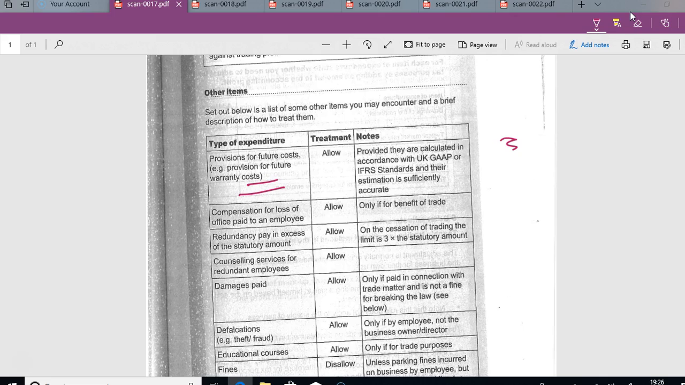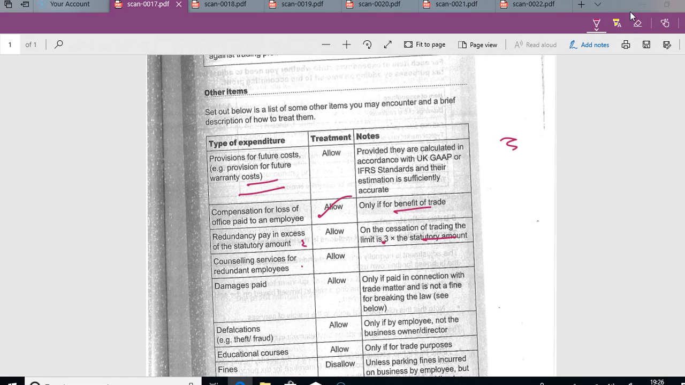Here's one: compensation for the loss of an employee. Yes, you're allowed to, of course, again, if it's to do with trade. If you have to pay more redundancy fee, and it tells you on the cessation of trade, and it has to be 3 times more than the statutory amount. I've never seen this one before, but it's just that you know about it. They would have to give you the statutory amount, to be fair. But I think this is just for more knowledge.